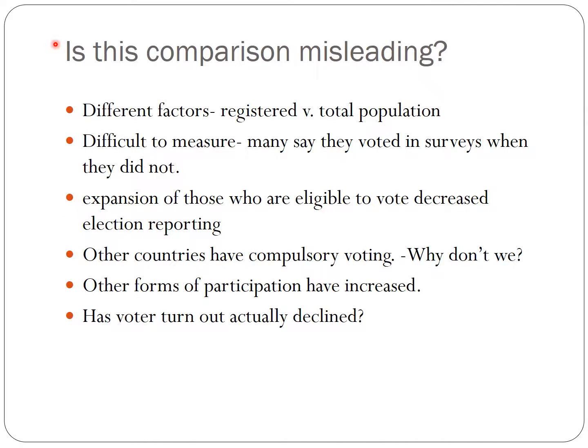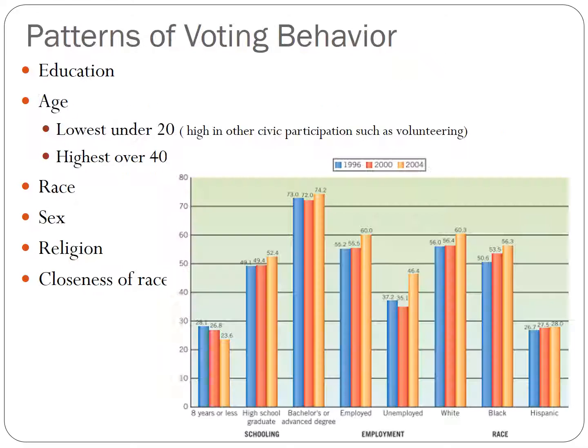Is this comparison misleading? There are different factors, registered versus total population. It is difficult to measure. Many say they voted in surveys when they did not. Expansion of those who are eligible to vote decreased election reporting. Other countries have compulsory voting. Why don't we? Other forms of participation have increased, but has voter turnout actually declined?